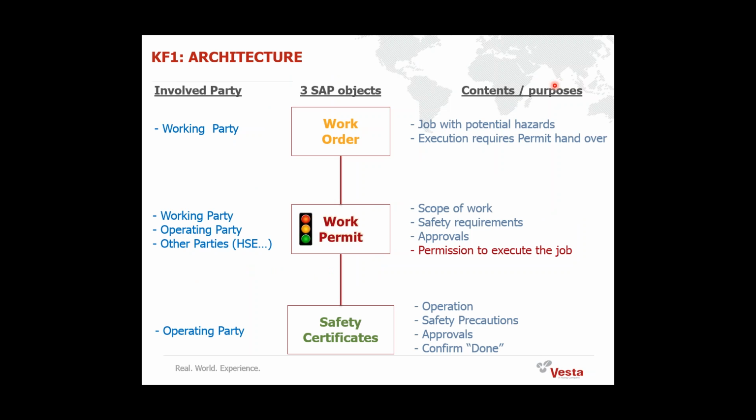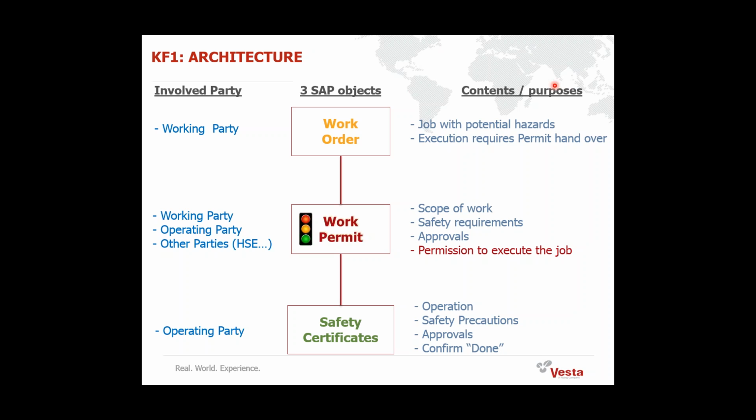That's the architecture, or the way that Work Permit Management is managed within SAP. We have 3 SAP objects involved. First is the work order, second the work permit, and third we have safety certificates. If you look at the work order first, people involved are the working party, or let's say technicians, planners, people like that. The purpose of the work order within this work permit management system is to identify a job with potential hazards and make sure that the permit handout is executed.